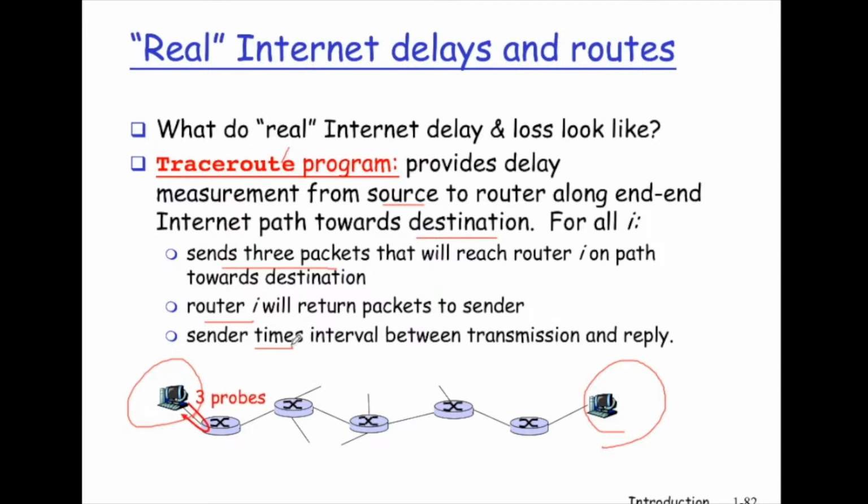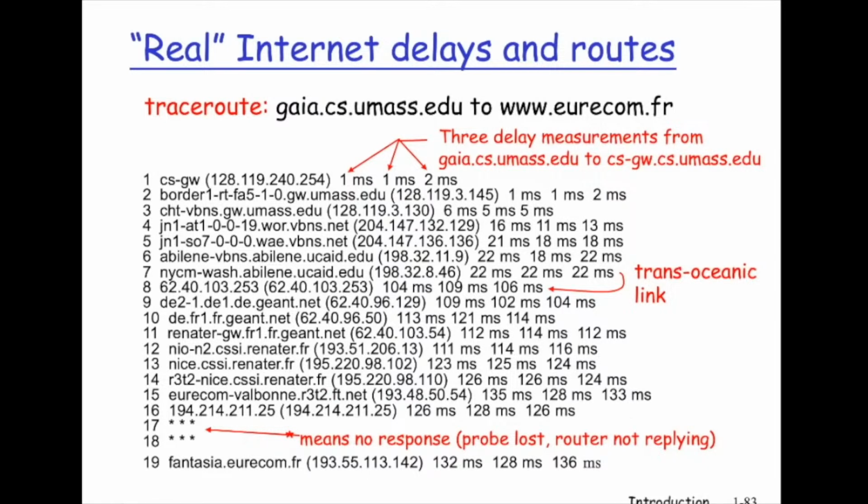So it works like this. 3 probes to the first router, 3 round trip time estimations. 3 probes to the second router, 3 round trip time estimations to the second router. This goes on and on until it reaches the final destination, and then the traceroute program stops. The output of the program looks like this. This is an example, traceroute from gaia.cs.umass.edu to Oracle France. So this is saying the first hop router's name is cs-gw at IP address 128.something.something.something. And there are 3 round trip time estimations, 1 and 2 milliseconds respectively.